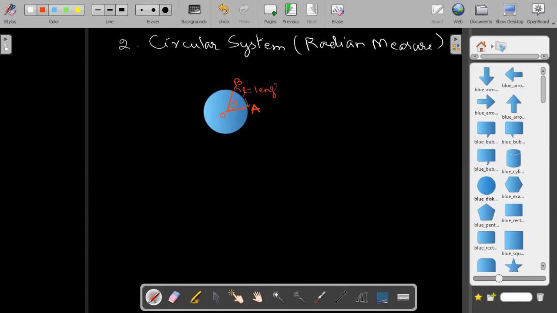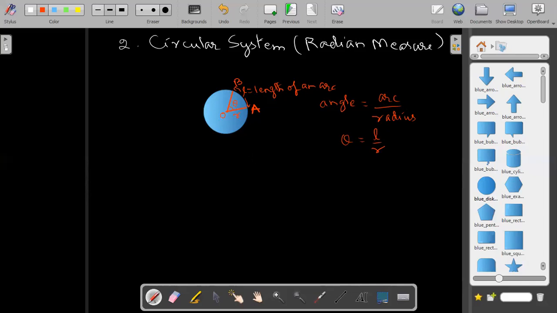This is the length of an arc. And this is the radius. So there is a relation between these. Just remember always, angle is equal to arc upon radius. The angle is equal to arc upon radius. Theta is equal to L upon R. Okay. So this system works on this formula.